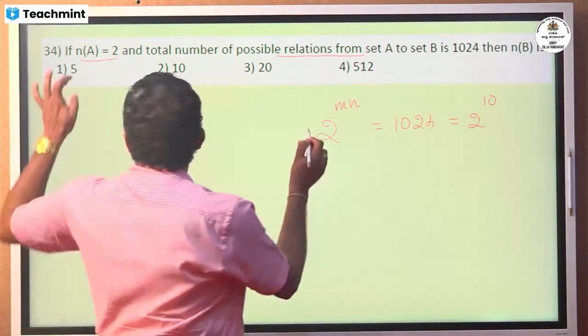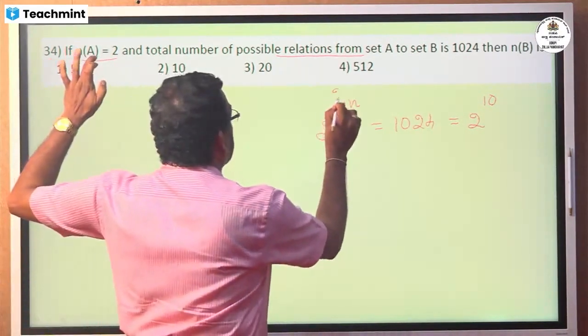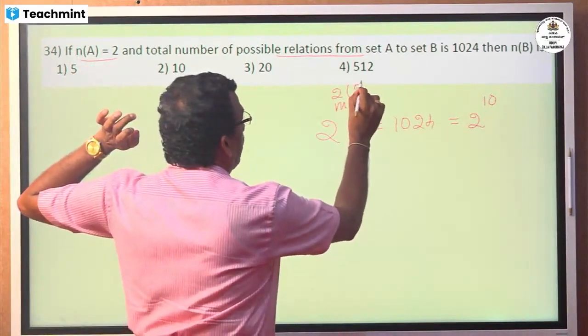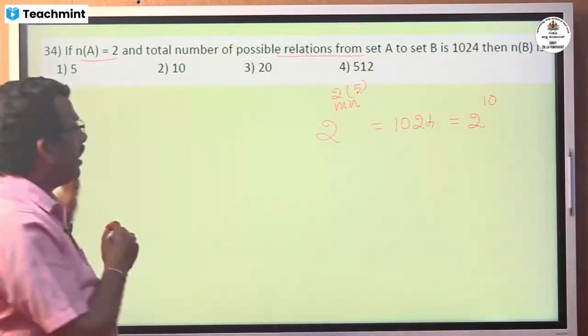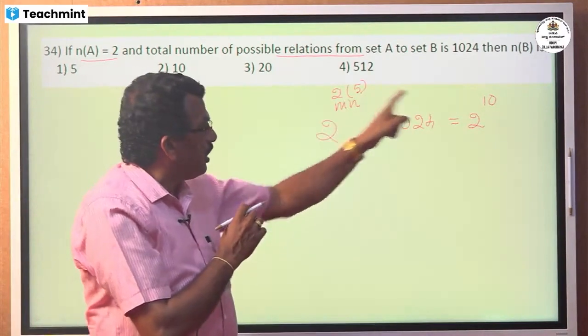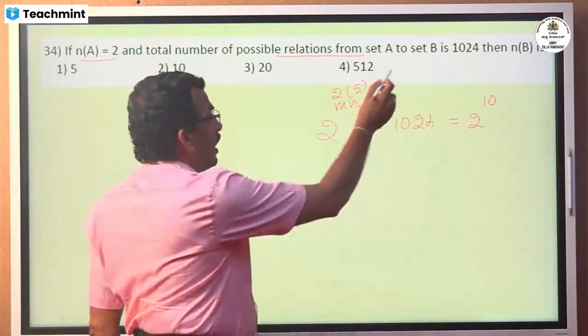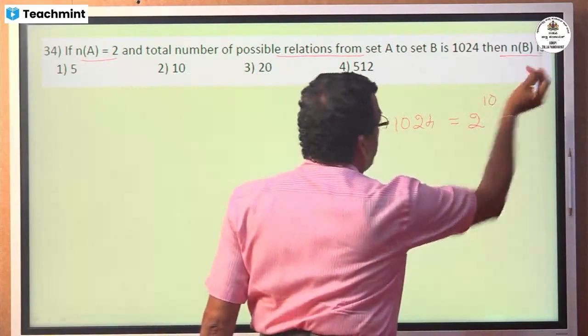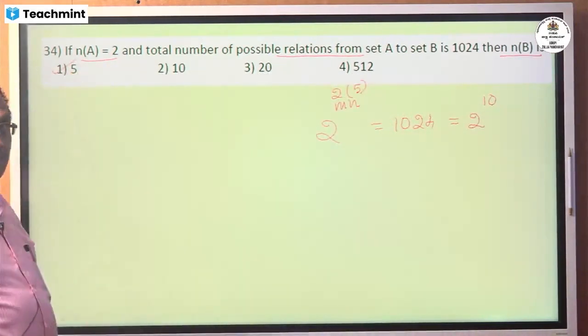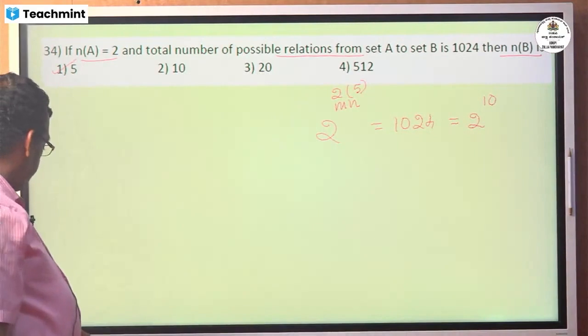In this, the number of elements in A is given 2. Then what will be the n? Number of elements in B. Number of elements in B must be 5, because 2 into 5 equal to 10. What they asked you to calculate is n of B equal to. You know that n of B is the first option, that is 5.